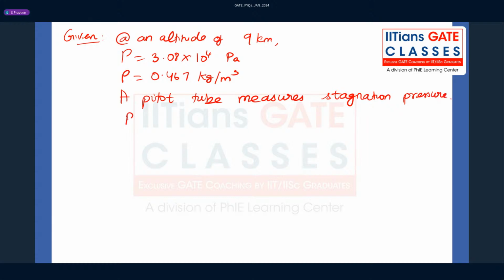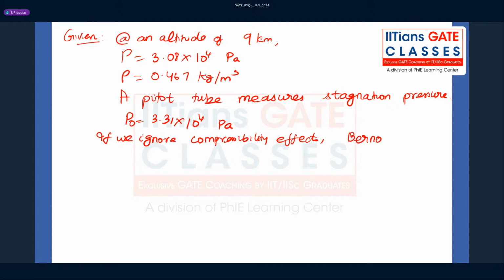Which means what? So my P naught is basically 3.31 into 10 power 4 pascals, right? So it says ignoring compressibility effects. Okay. So if we ignore compressibility effects, what equation should we use? So we have to use Bernoulli's equation. Bernoulli's equation will become applicable at that point.